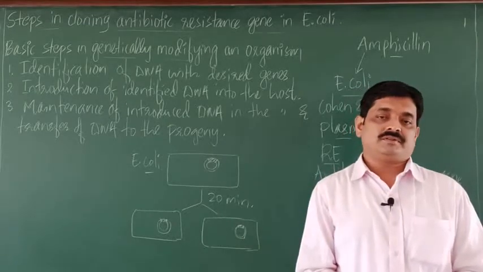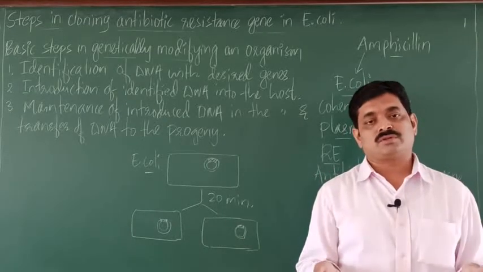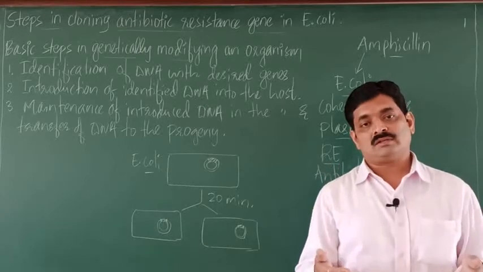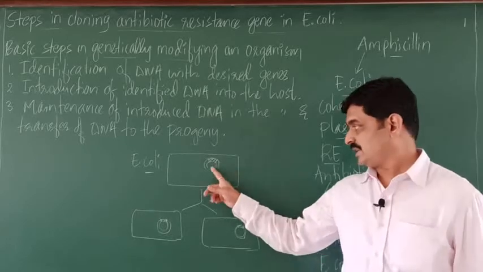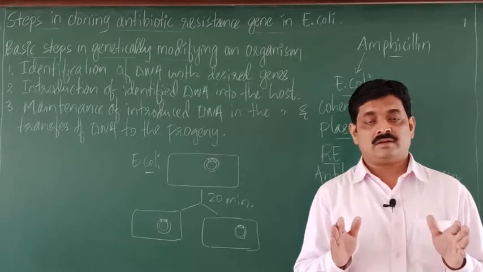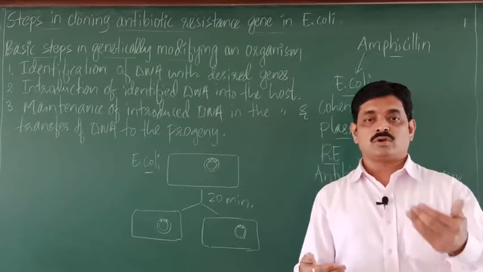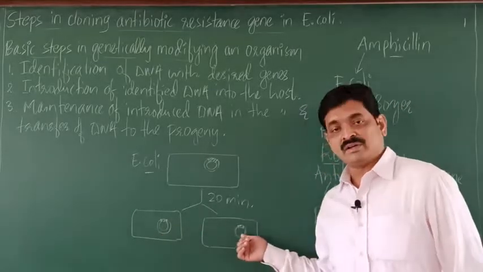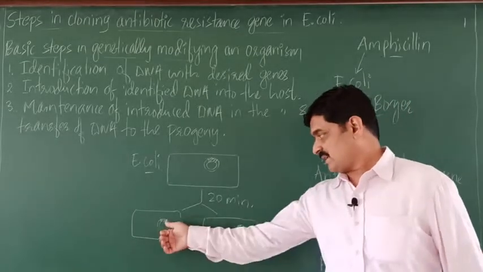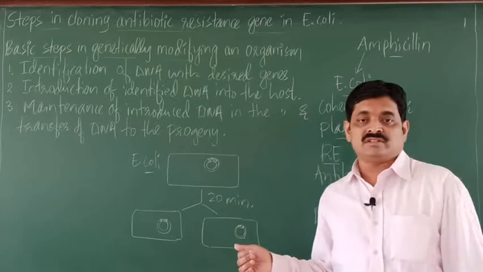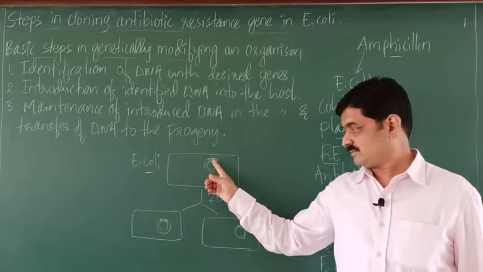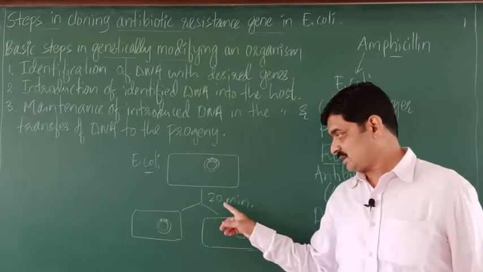Next, what happened? When E. coli reproduced, when one E. coli cell divided to produce two E. coli cells, along with E. coli cells, the recombinant DNA also replicated. So one recombinant DNA replicated to produce two recombinant DNA molecules. These recombinant DNA molecules had the desired gene. So how many copies of desired gene are produced after 20 minutes? One desired gene produced two desired genes after 20 minutes.